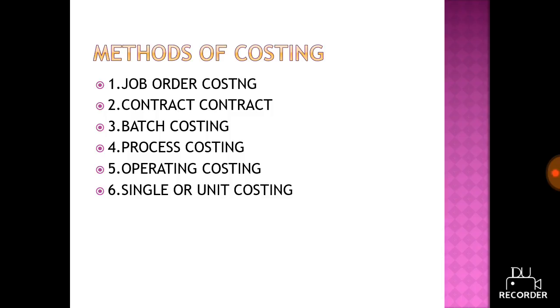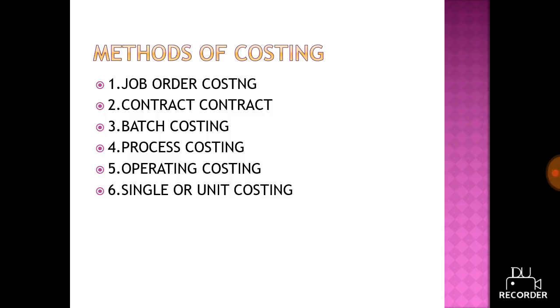Operating or service costing. This is used by undertakings providing services instead of manufacturing products. For example, transport undertakings, road transport, airways, railways, shipping companies, electricity companies, hotels, hospitals, etc. use this method. The cost units are passenger kilometer or ton kilometer or kilowatts, or a room per day in a hotel, a seat per show in the cinema. This method is a variation of process costing.